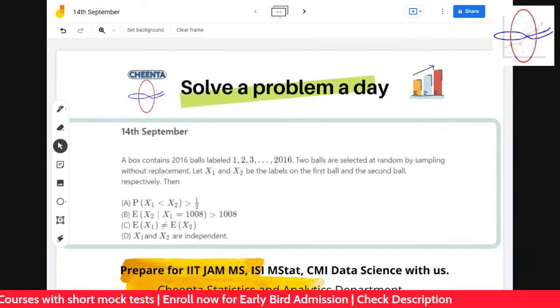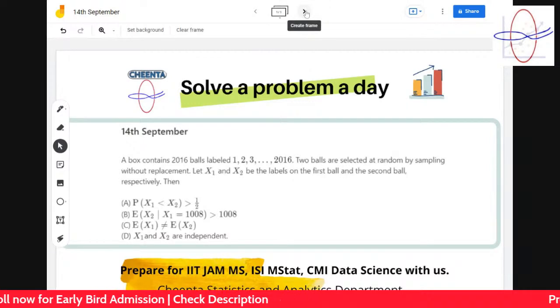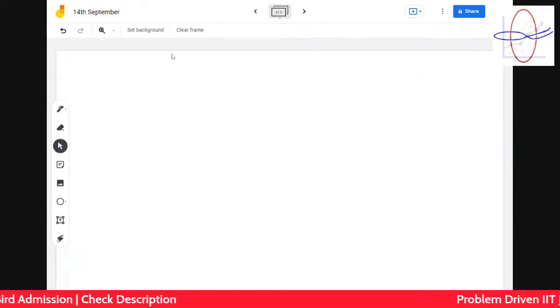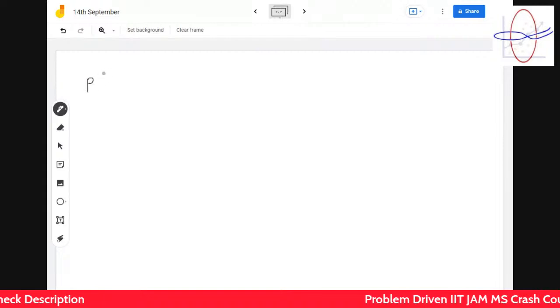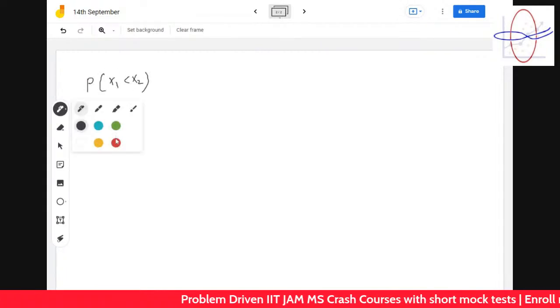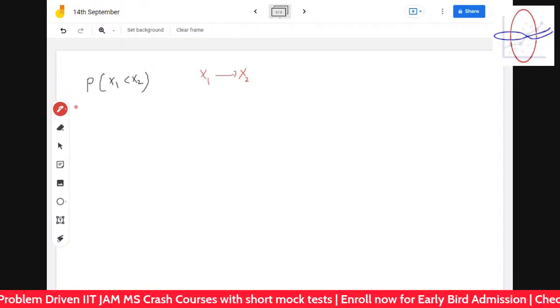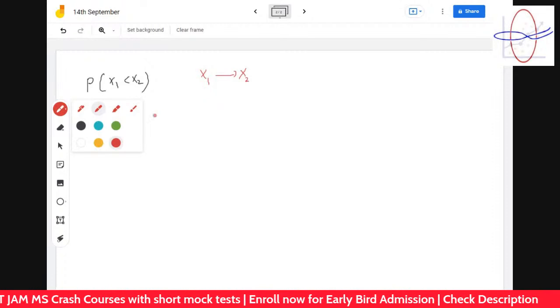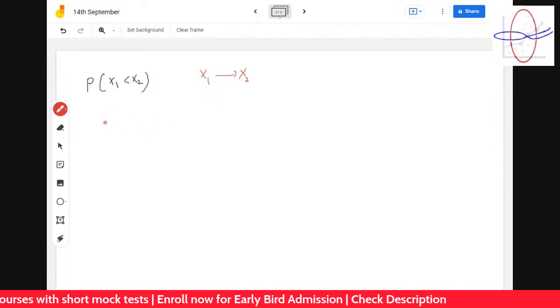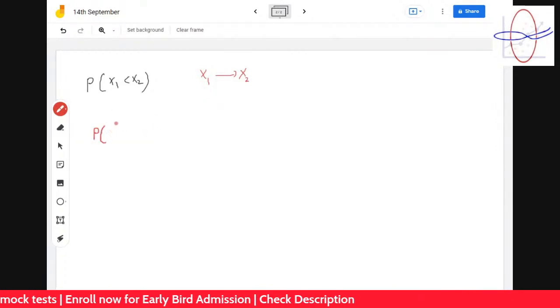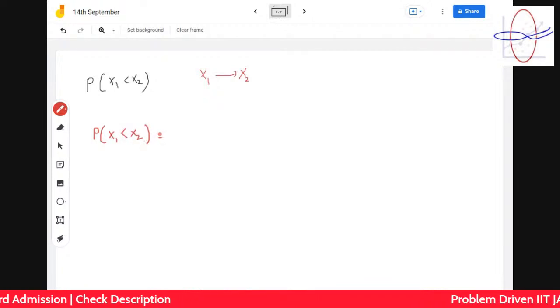Let's compute this one by one, using the results we know. Let's first calculate the probability that x1 is less than x2. How do you calculate it? x1 comes first, and then comes x2. So let's condition on x1, since we need to find the probability that x1 is less than x2.